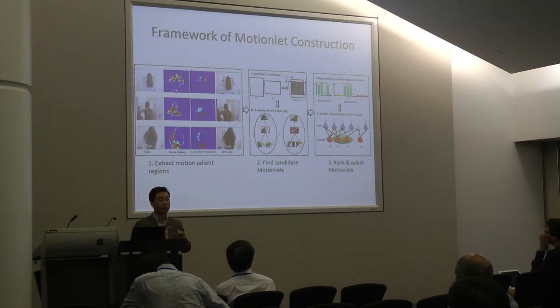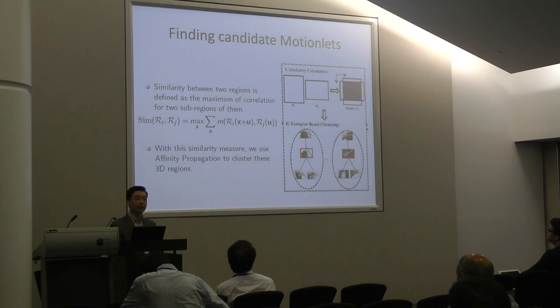Is the region the same size, same number? Different size. That's a very good question. First, for regions with very different sizes, we think we just need different motion lines, because we want motion lines at different scales. But for motion lines with similar size, we just match them in this way: we find the overlap which gives the best similarity, the maximum similarity.